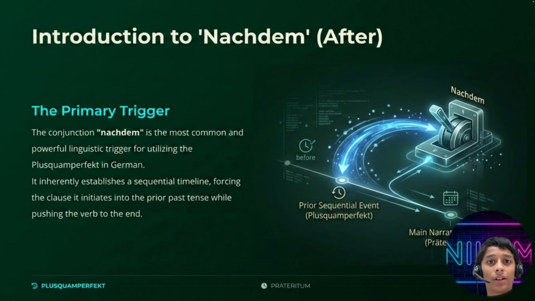Now, let's talk about the word that triggers the Plusquamperfekt more than any other: nachdem, meaning after. Nachdem is a subordinating conjunction, which means two important things happen when you use it. First, it inherently sets up a sequence: one thing happens, after which another thing happens. Second, like all subordinating conjunctions in German, it kicks the verb to the very end of the clause. So nachdem doesn't just mean after in a loose sense. Grammatically, it forces the clause it introduces into the earlier, prior past position on our timeline. Whenever you see or want to use nachdem, your brain should immediately think Plusquamperfekt is probably needed here.